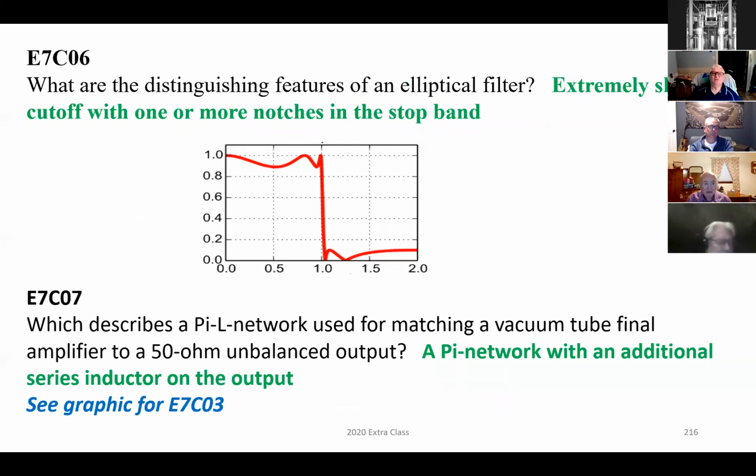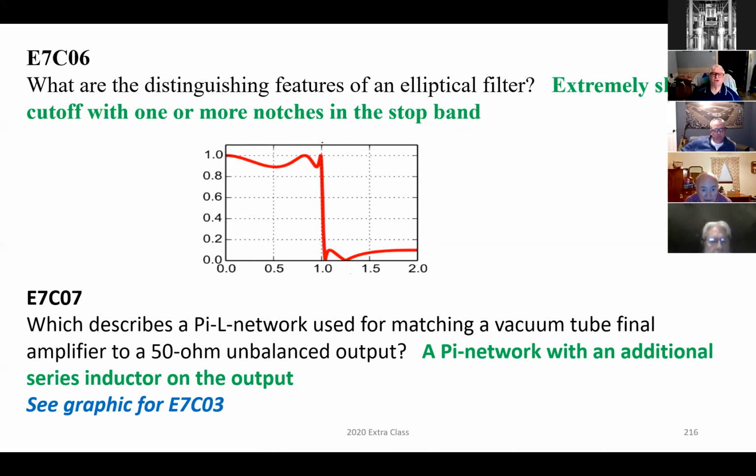All righty. What are the distinguishing features of an elliptical filter? They'd be extremely sharp cutoff with one or more notches in the stop band. Okay, and then here's a representative of that, showing what that would probably look like on a scope. That's going to be your notches right there.